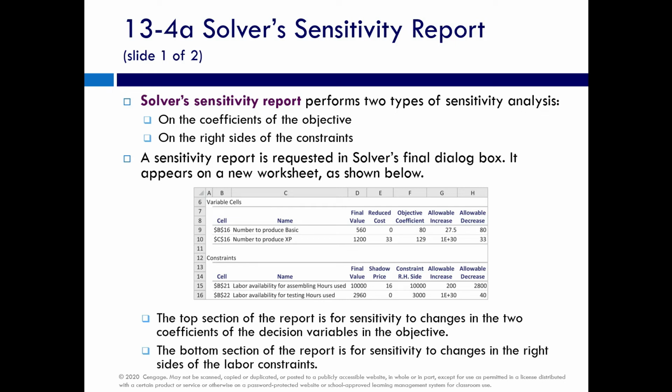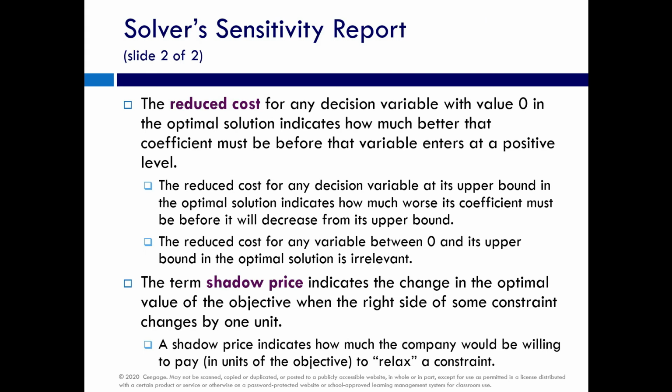The Solver sensitivity report performs two types of sensitivity analysis: one on the coefficients in the objective and one on the right side of the constraints. The sensitivity report is requested in the Solver final dialog box and appears on a new worksheet, as shown below. The top section of the report is for sensitivity to changes in the coefficients of the decision variables. The bottom section of the report is for sensitivity to changes in the right side of the labor constraint.